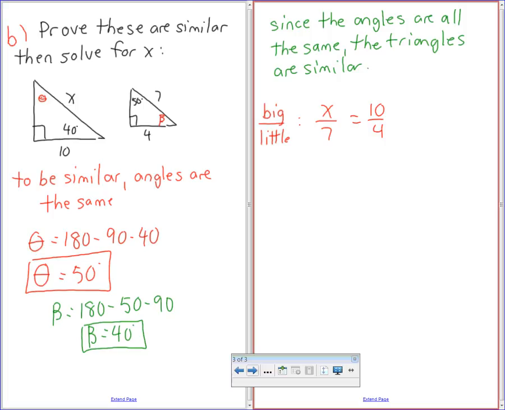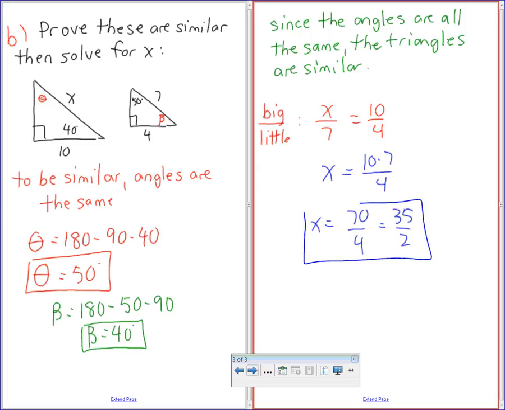I'm going to pause for 1 second. Actually, I'll solve this first, and then we'll hit pause. Okay, so I have x over 7 is 10 over 4. How do I solve for x now? Bailey, go. No, you don't. You have 70 over 4, which is 35 over 2. I'm going to call it 35 over 2.